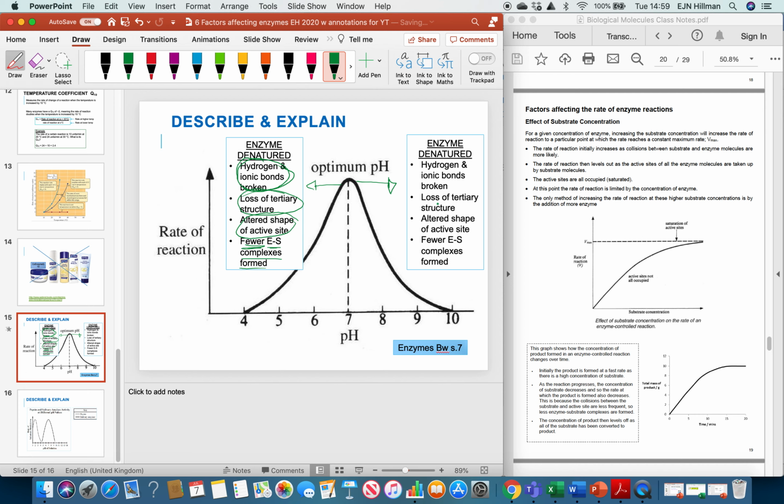With an increase in pH, we have exactly the same thing. So any deviation away from the optimum pH, hydrogen and ionic bonds are broken, loss of or change to the tertiary structure, change to the shape of the active site, fewer enzyme substrate complexes can form.